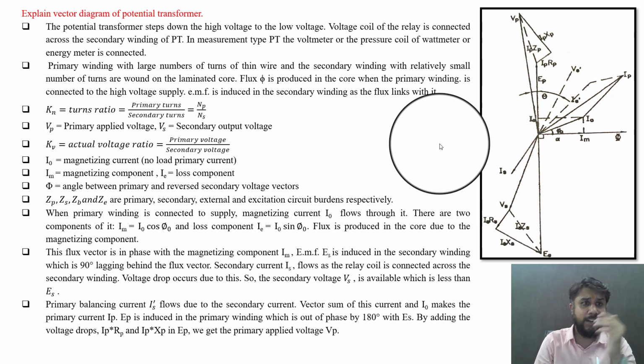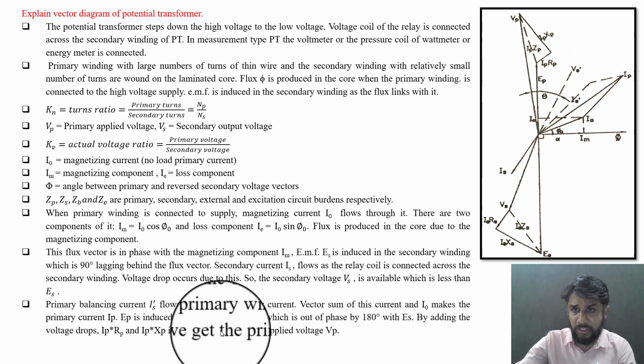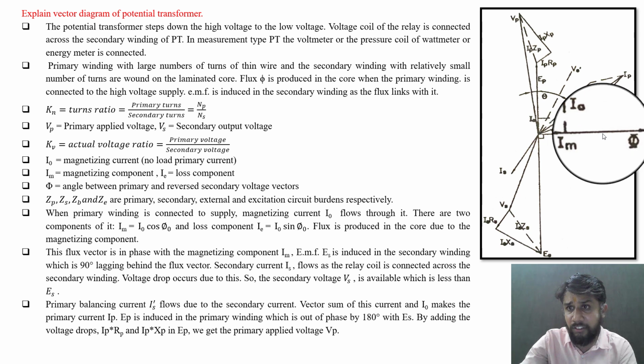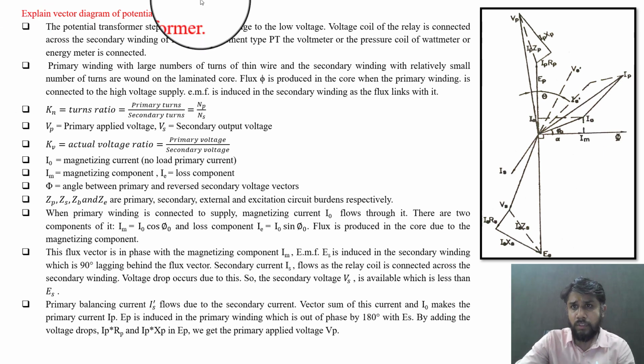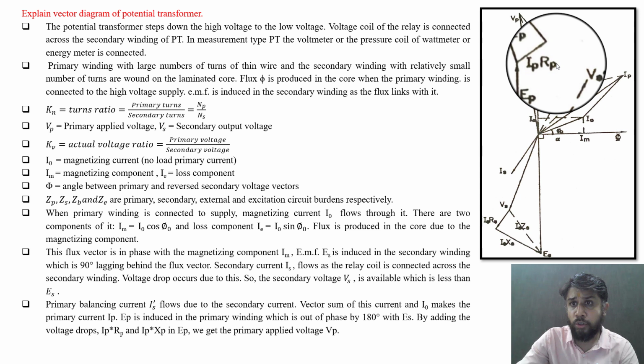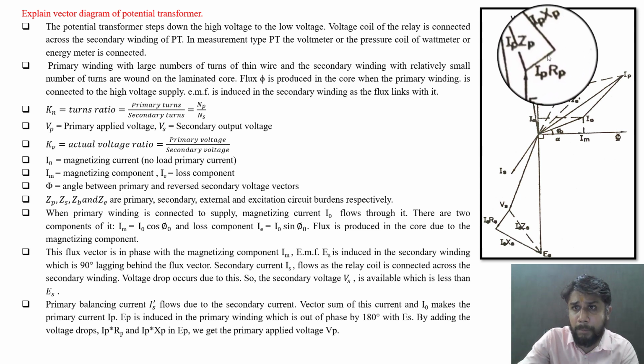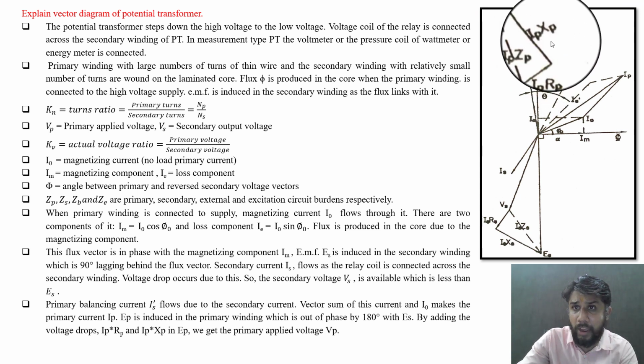Now what is the actual voltage ratio? Kv is the actual voltage ratio, which equals primary voltage upon secondary voltage. In this figure you can visualize this. This is the flux phi. The induced EMF is 90 degrees to this phi, so EP is 90 degrees to flux phi. EP is like this, EMF P. Now the voltage drops due to resistance, IP into RP, and IP into XP, are this.